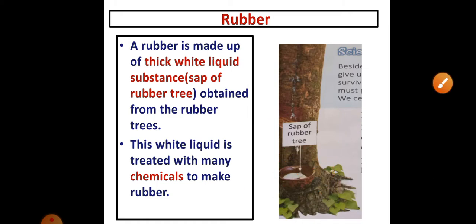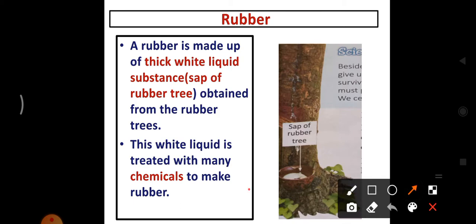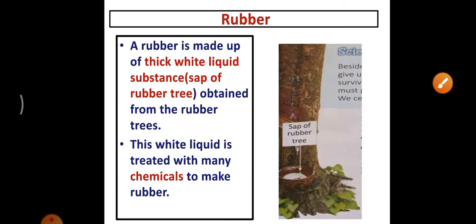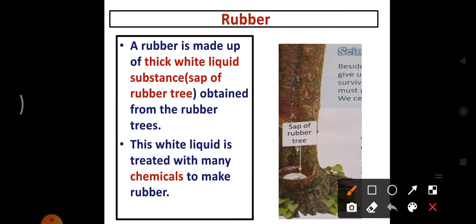From this sap, when this sap is treated with chemicals, we get rubber. So sap with chemicals, we are getting rubber. Do you understand what is meant by rubber? Rubber is made up of thick white liquid. The name of the liquid is called sap. When this white liquid is mixed with or treated with the chemicals, we can make rubber.